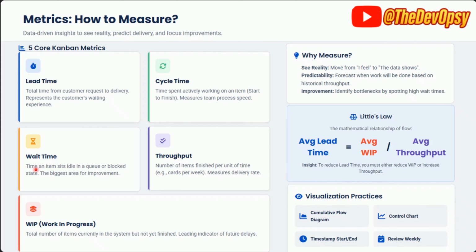And there is a beautiful law called Little's law. Average lead time is equal to average work in progress divided by average throughput. Now, if you reduce work in progress limits, delivery improves and maths never lies, right? So this is the law. You have different visualization tools like Jira, Azure DevOps, where you can see the CFD, timestamps, where it started, when it ended, what is the control chart, what is the weekly review. All these things can be done through the visualization.